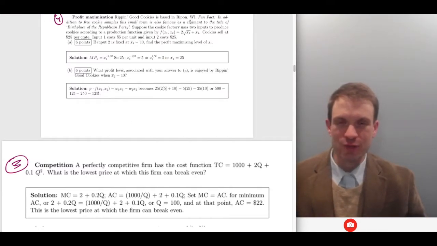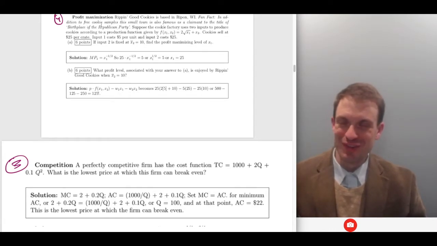All right, so profit maximization. Ripon Good Cookies is based in Ripon, Wisconsin. Fun fact. Actually, you drive into Ripon, and this is on their sign when you come in.